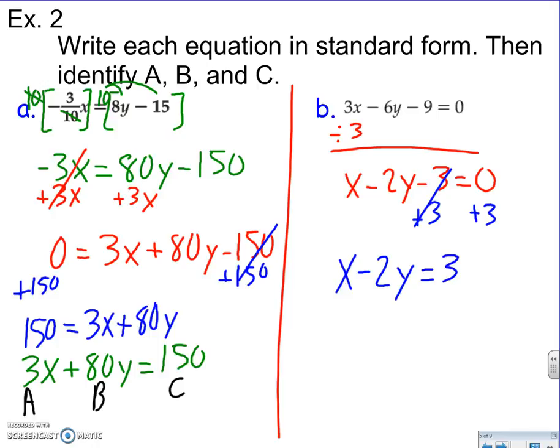So identify A, B, and C. I'll just write it here. A next to x is positive 1. B next to y is negative 2. And c by itself is positive 3.